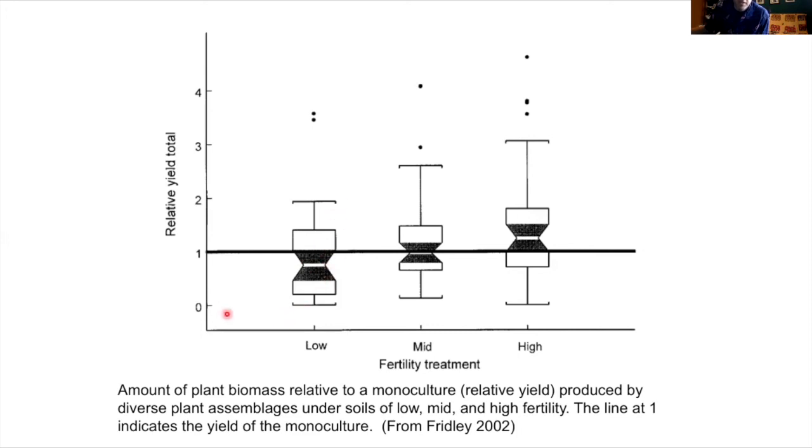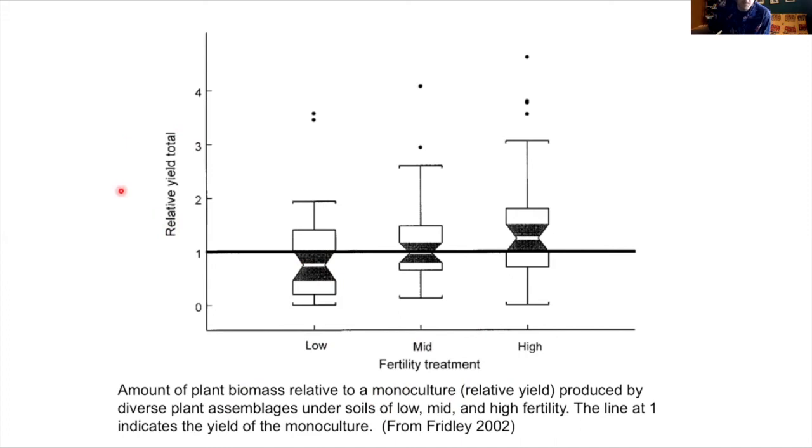Okay, and so let's go through our process as we did before and look at how we interpret these graphs. So first of all, what type of graph is it? Well, it's a box plot, we just said that. What are the axes? Well, on the x-axis, we have fertility treatment, and we've got low, mid, or high. On the y-axis, we've got relative yield total. So we're looking at what happens when you fertilize something, how much of something gets produced.